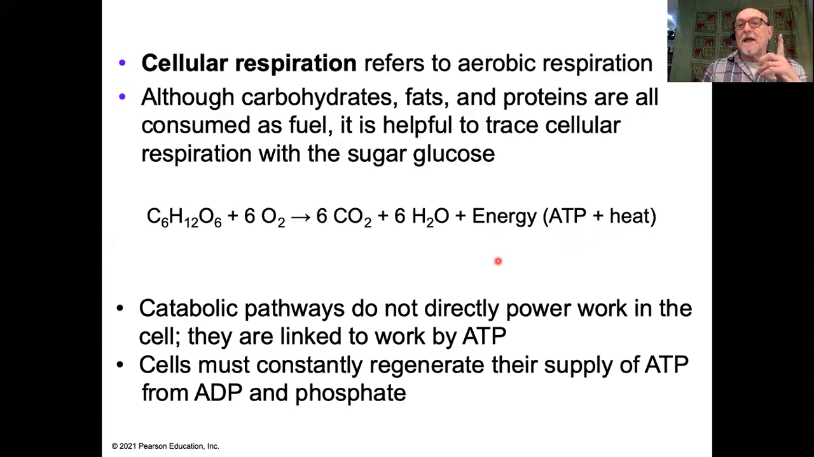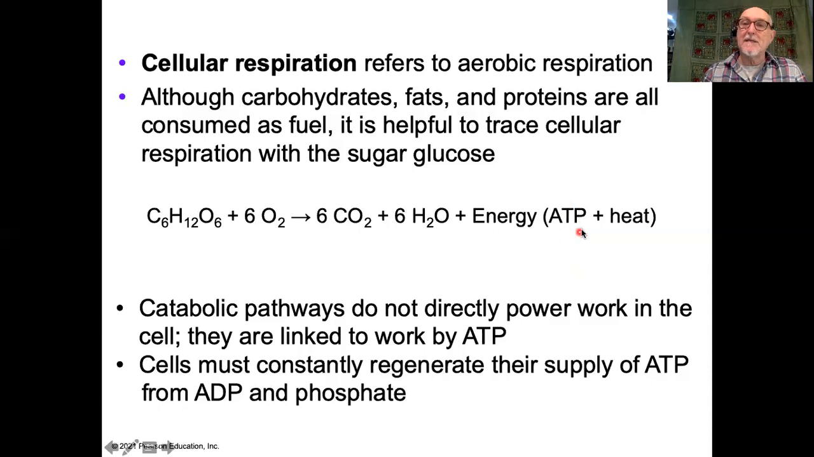ATP is a very unstable molecule. It's not long-lived at all. So the cell makes ATP immediately when it needs it. As it needs it, it makes the ATP, and that funds the reactions of the anabolic pathways, and is used immediately. This means that we need a constant supply. We continually need to regenerate ATP.